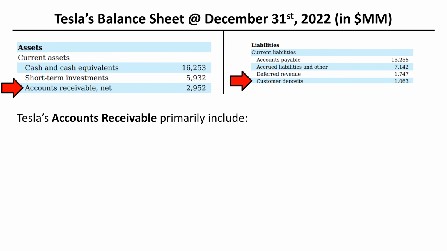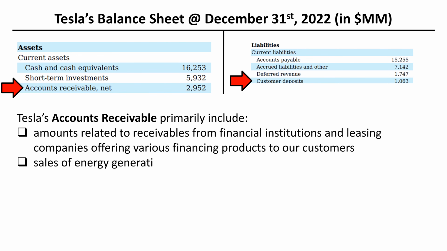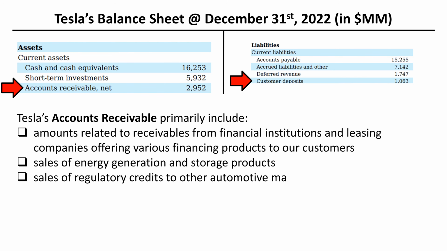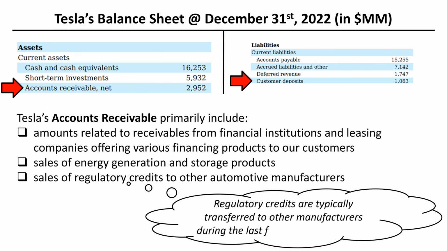It consists of amounts related to receivables from financial institutions and leasing companies, amounts due for sales of energy generation and storage products, amounts due related to sales of regulatory credits to other automotive manufacturers. You heard that right. Tesla makes good money selling regulatory credits, which it doesn't need as it produces emission-free vehicles, to traditional car manufacturers. Most of those sales of regulatory credits happen right at the end of the quarter, so it's only logical that the collection of the cash might be outstanding.